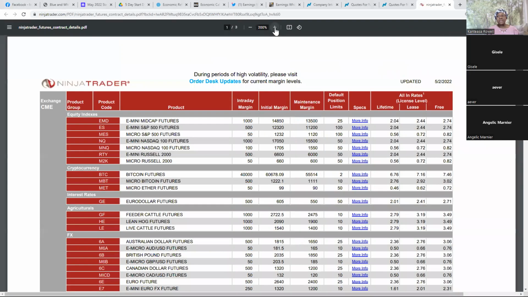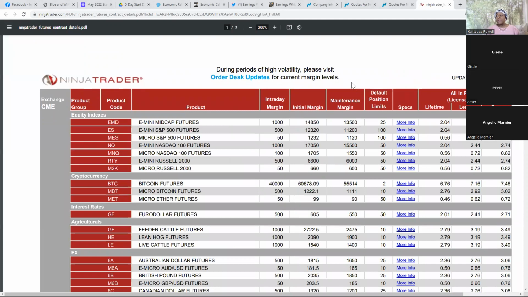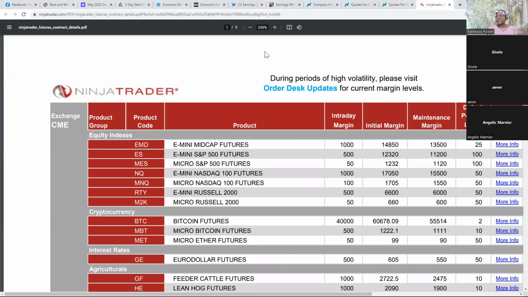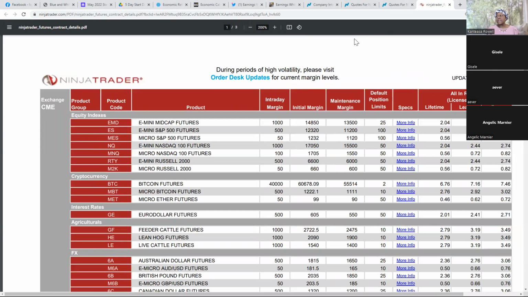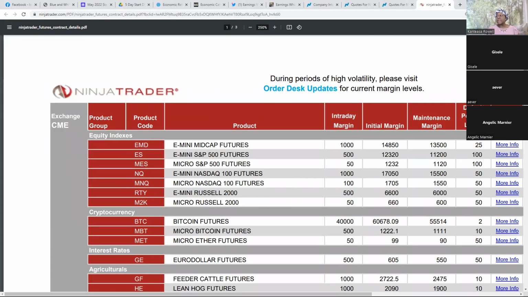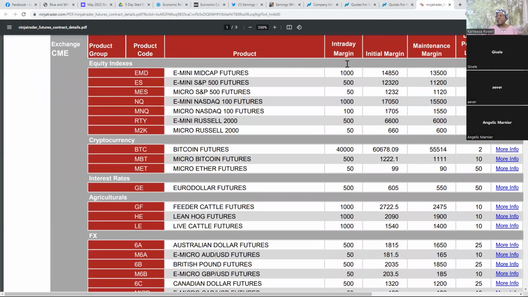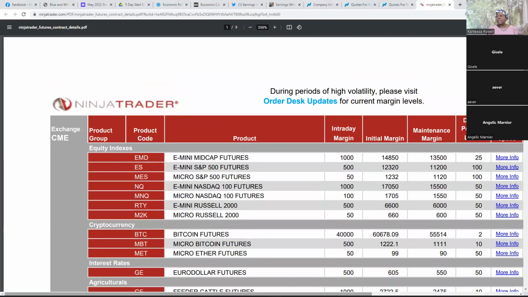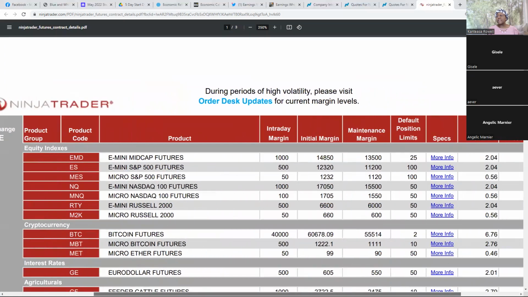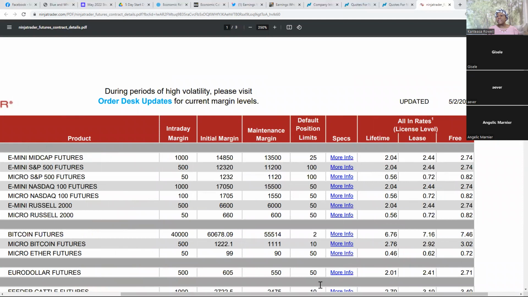Make it larger. I want you to look at this column right here. Focus on this intraday margin because this tells you the amount that you are required to keep in your account at the specific time. Mind you, these amounts change and they could change throughout the course of the day or once a day. This is today's chart. I'll show you the date. This is today's margin.